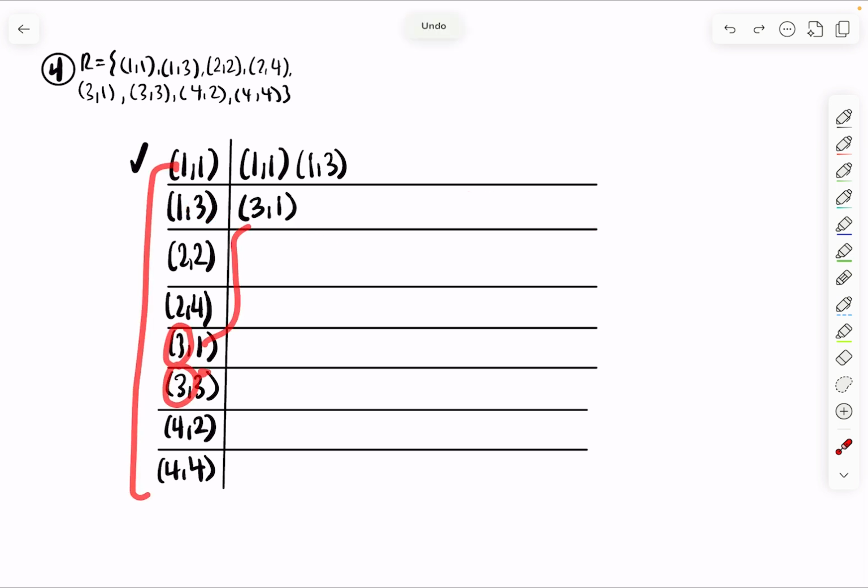So (3,1) is going to go here, and (3,3) is also going to go there. Then again, is (1,1) in this relation? Yes. Is (1,3) in this relation? Yes. I'm done with all of the points in this row, so I'm done with this point. Moving on to the next.